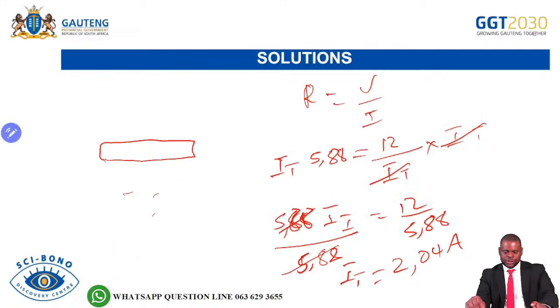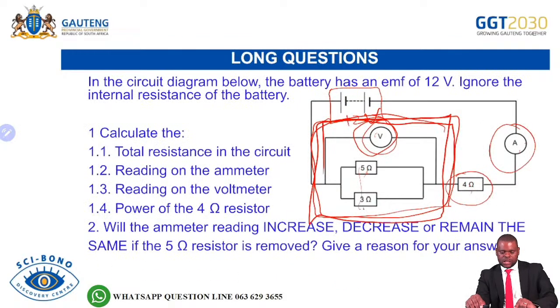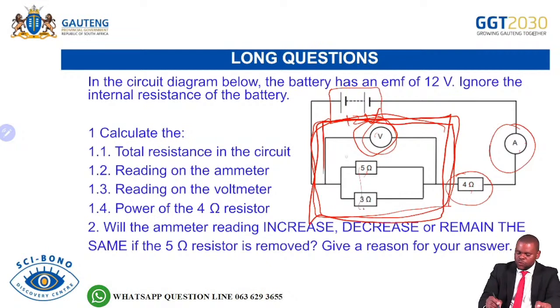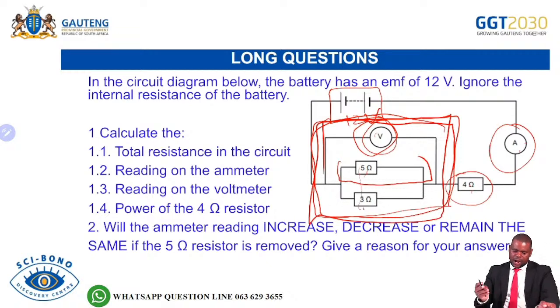Okay, now let's look at the last question. Will the ammeter reading increase, decrease, or remain the same if the 5 ohm resistor is removed? That means we remove this resistor, we remove all of this. That means whatever is moving is going to go through there, the voltage will move through there, the current will move through there. Are we together?